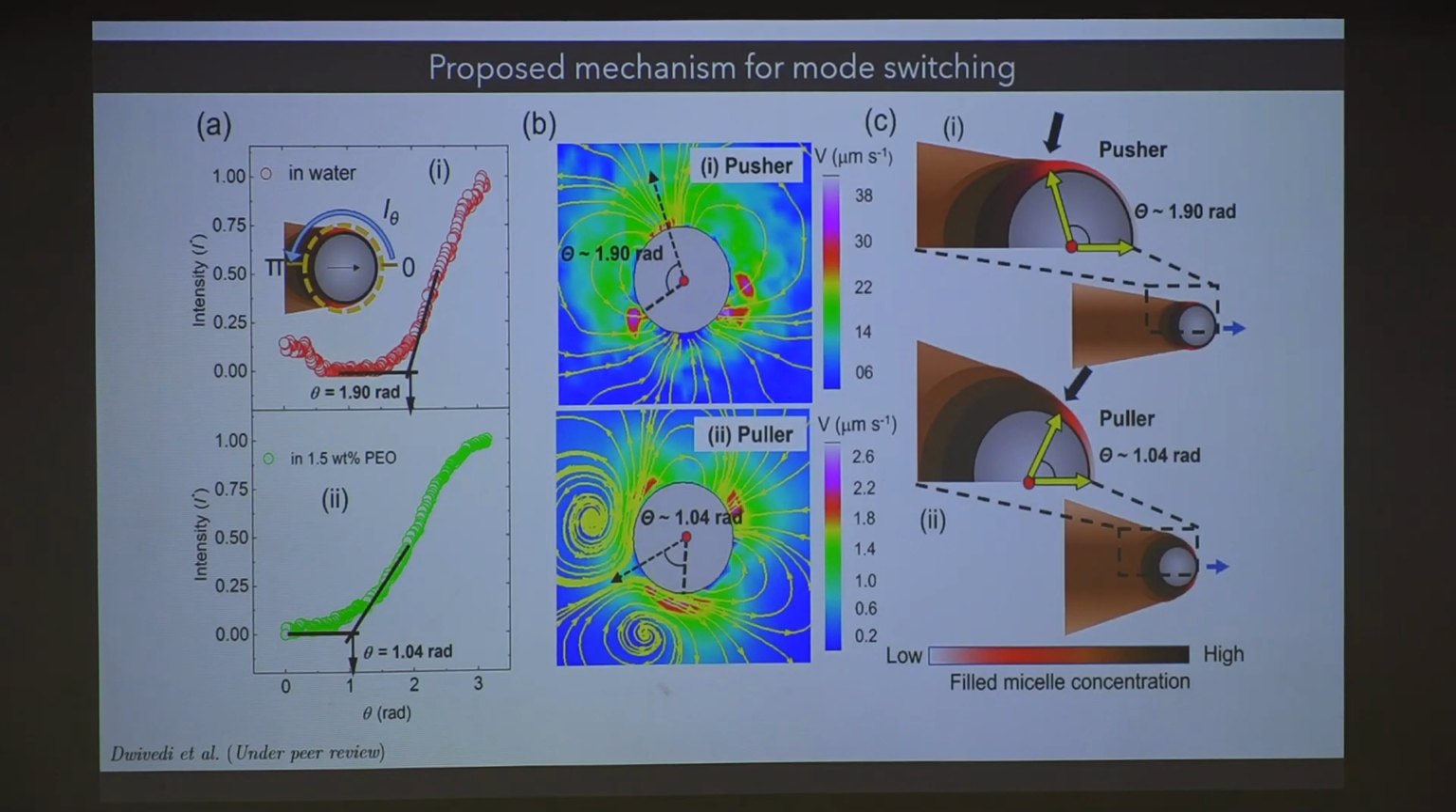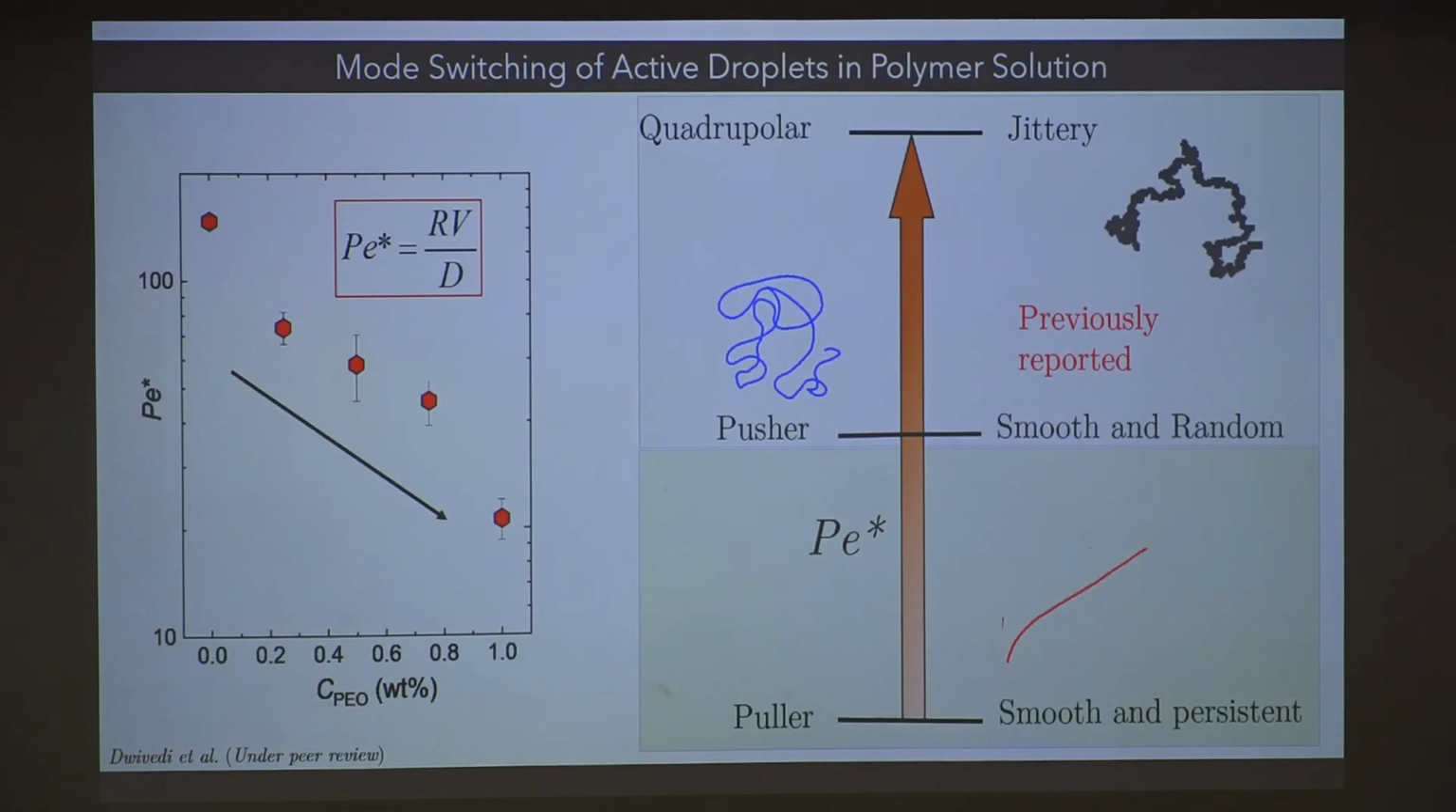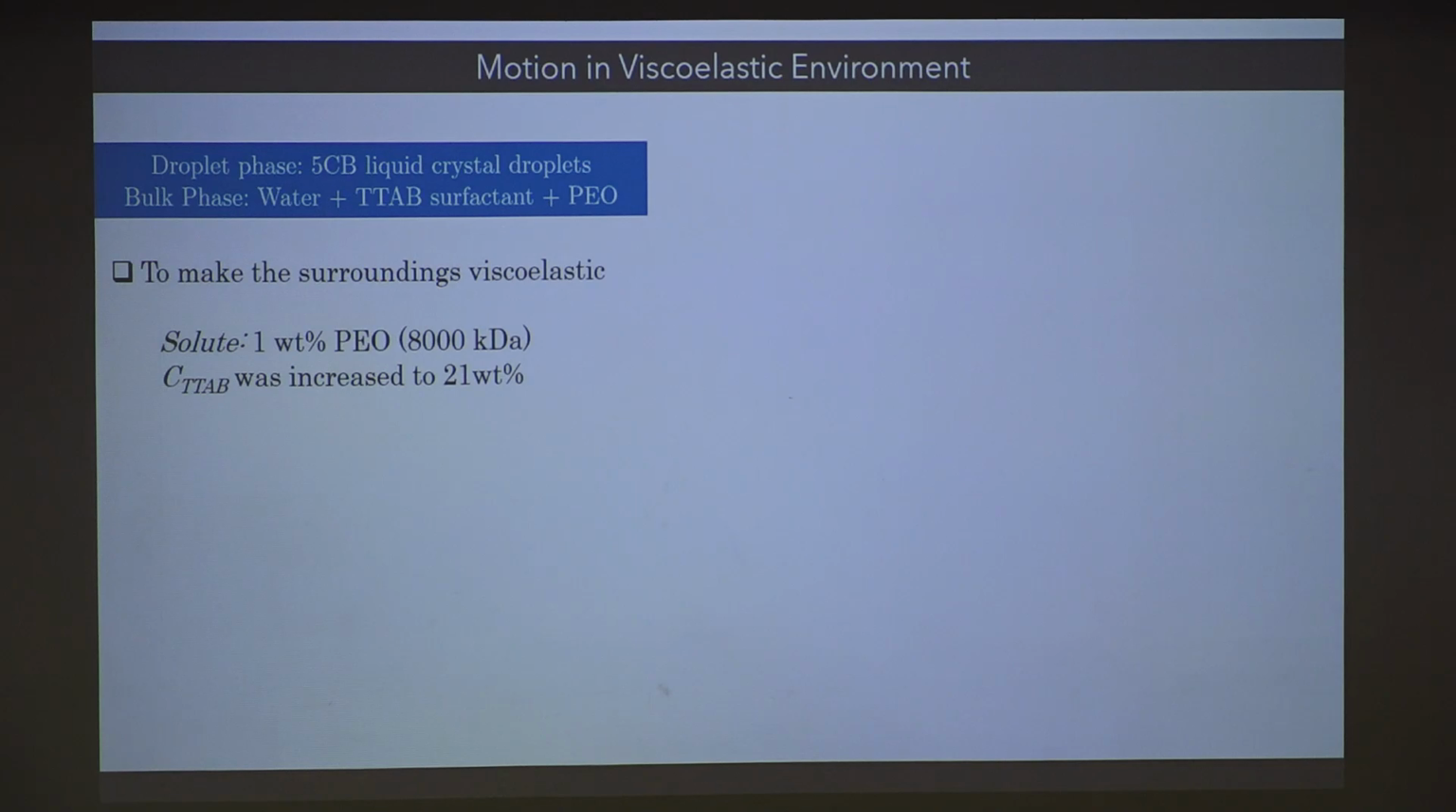We do also have some understanding behind why at low Peclet number droplets become puller and why at high Peclet number droplets become pusher, but I'll skip this part. I'll move to more exciting discussions.